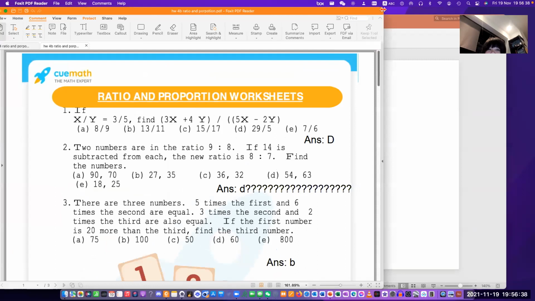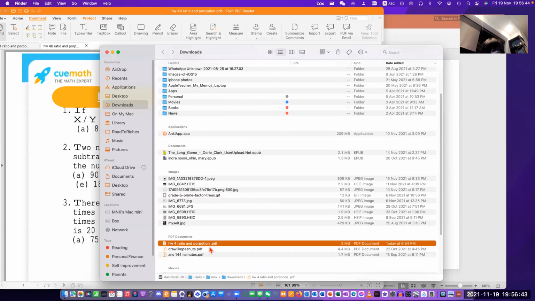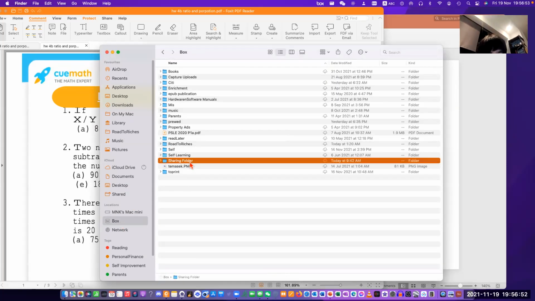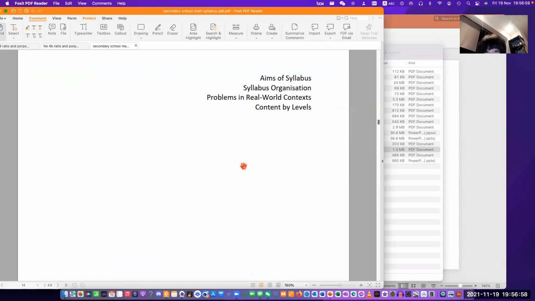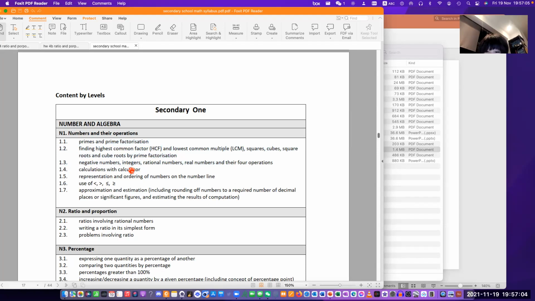Okay, good. So for ratio, if you look at your syllabus, hold on, let me go to the sharing folder. This sharing folder, your stuff, syllabus. If you look at the syllabus here, today we are mainly doing the ratios involving rational numbers. Later I will go through this. Simplest form is done already just now, then problems involved. So later we will talk about this.